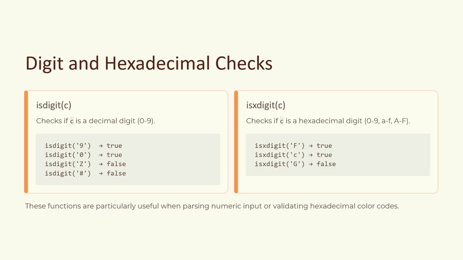Next we are going to move to numeric character validation. The first function is isdigit. The isdigit function verifies whether a character is a decimal digit between 0 and 9. So isdigit of '9' is going to return true because 9 is a digit. isdigit of '0' returns true because 0 is a digit. isdigit of 'Z' returns false because Z is an alphabet. isdigit of hash is going to return false because hash is a symbol.